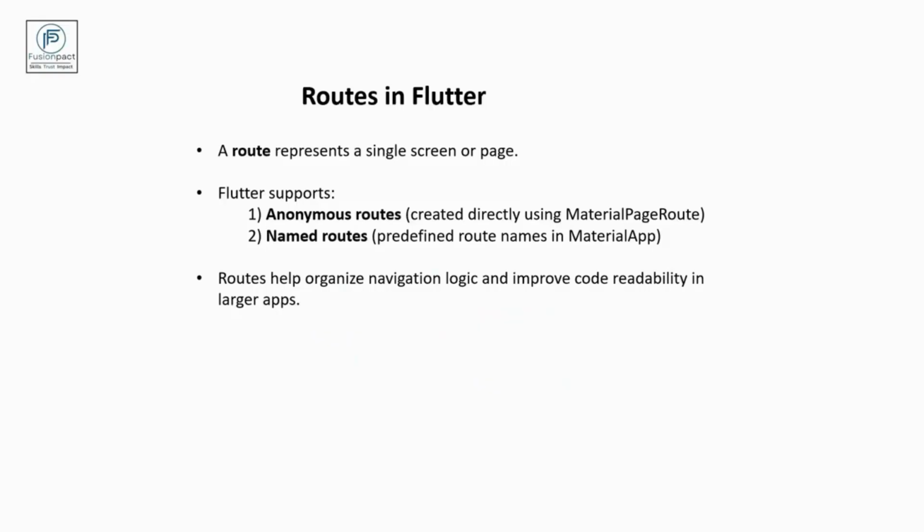Routes in Flutter. A route represents a single screen or page. Flutter supports anonymous routes and named routes. Anonymous routes are created directly using MaterialPageRoute, and named routes are predefined routes named in a MaterialApp. Routes help organize navigation logic and improve code readability in large apps.